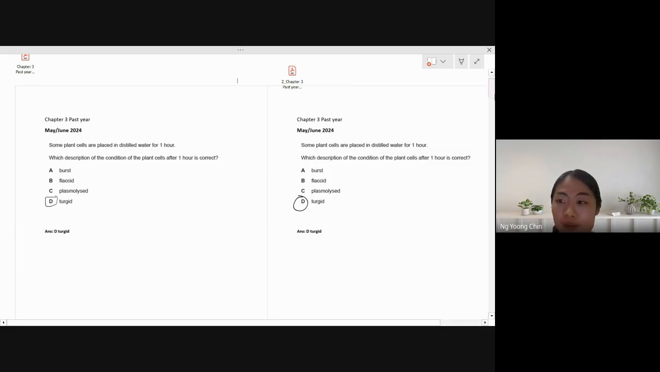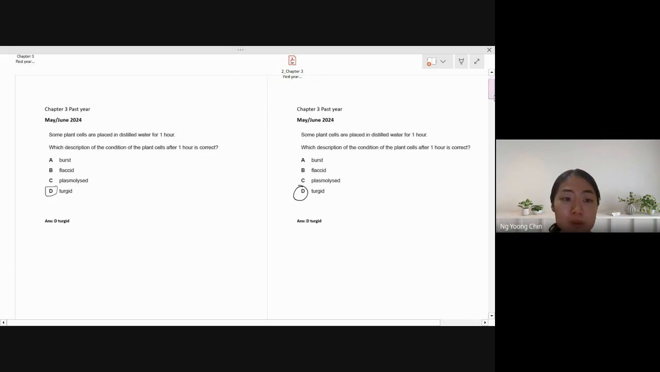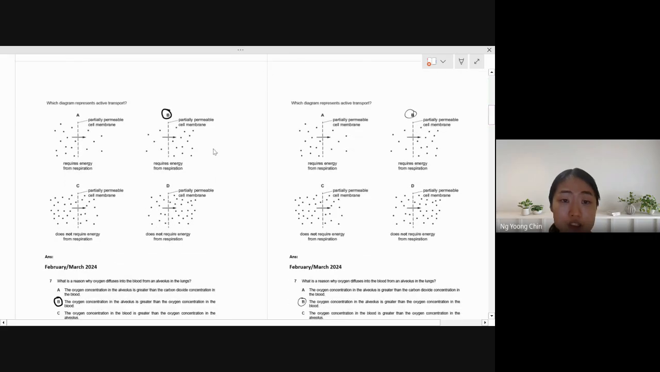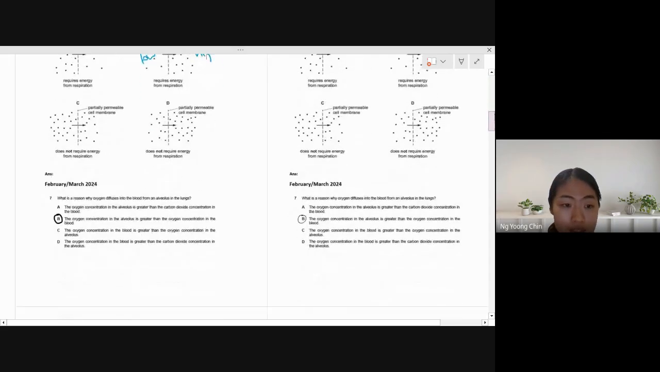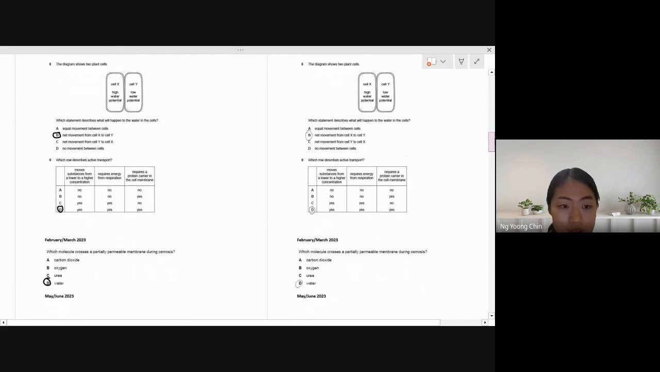So let's discuss the homework from last week. I'm not sure which one was done by Suyang or which one by Ethan, but just put your answers together for me to mark. Both of you got the first question correct, which is turgid. And then this also, active transport. You already know that active transport is a process where molecules are transported from low to high concentration. This is low, this is high. Very easy to identify. And then this also, correct.